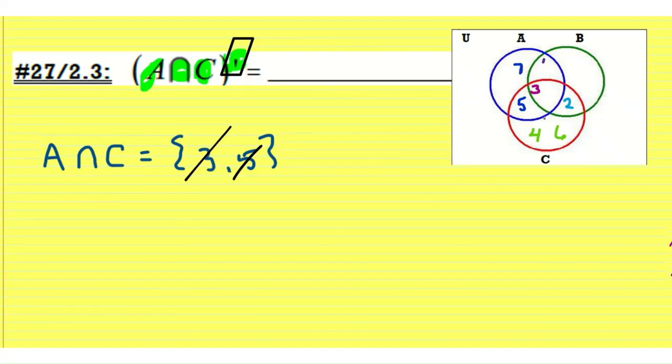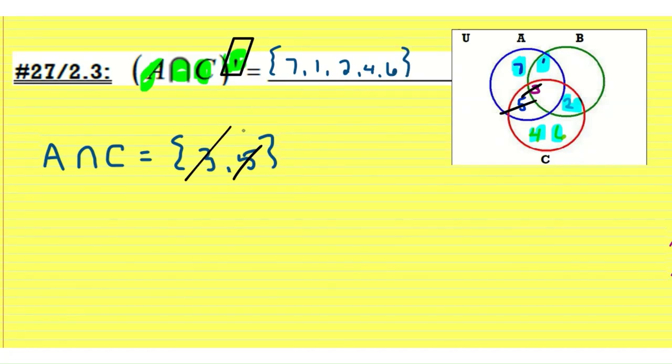So this little apostrophe means the complement of A intersected with C means not 3 and not 5. So if I go over here to my Venn diagram, it would be like not 3 and not 5. And that means that all of these other answers or elements would be part of my answer set for the complement of 3 and 5. So that means my answer set would be 7 and 1 and 2 and 4 and 6.